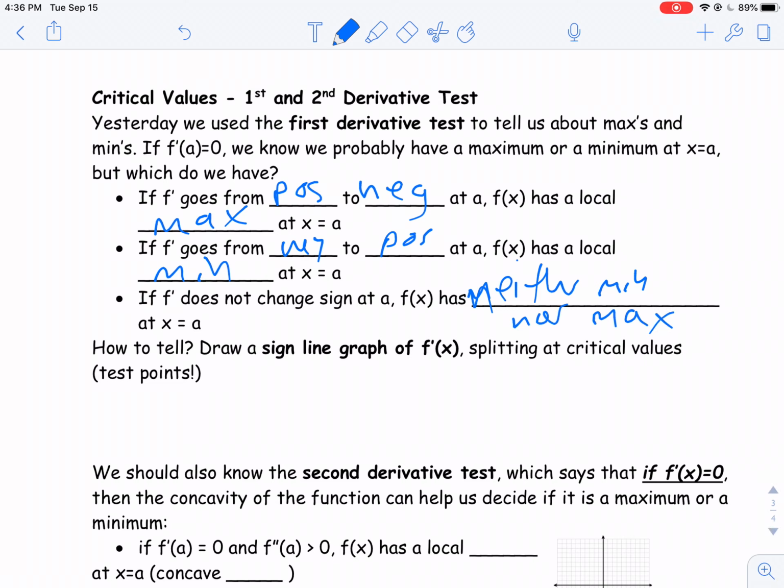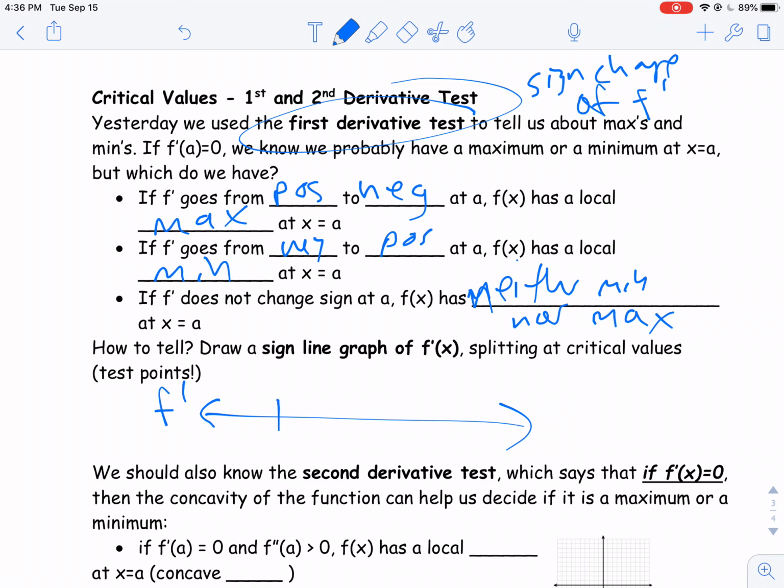So this is what we did. This was called the first derivative test, right? We look at the sign change of f prime to determine relative mins and maxes. So this corresponds to drawing a sign line graph of f prime. So if you had a graph that went positive, positive, negative, positive, like here you had neither, because it just went positive, positive, positive. Positive to negative was a max, and then negative to positive there was a min.